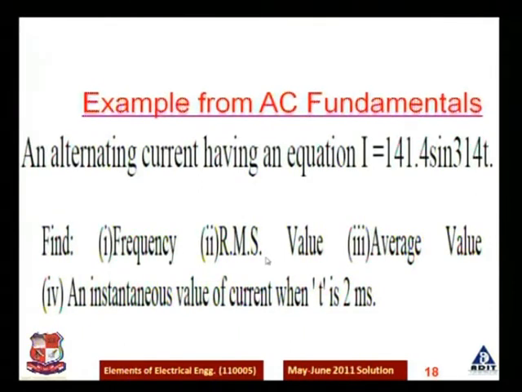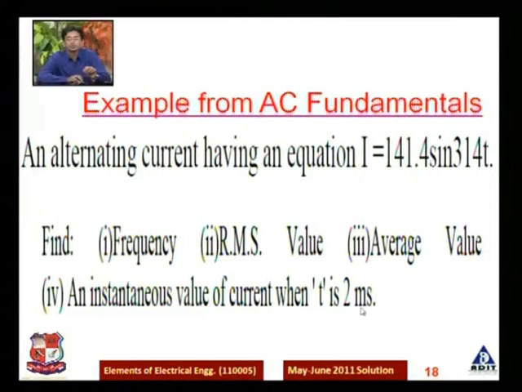An alternating current has the equation I equals 141.4 sin 314t. Based on this alternating current, you have to calculate the frequency, the RMS value, the average value, and the instantaneous value of current when the time t is 2 milliseconds, right? First of all, you should be able to easily find the frequency and the RMS value.